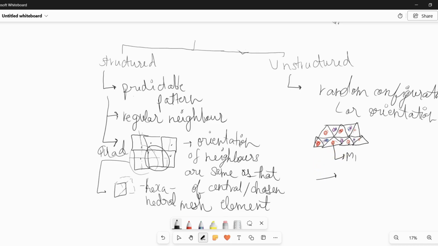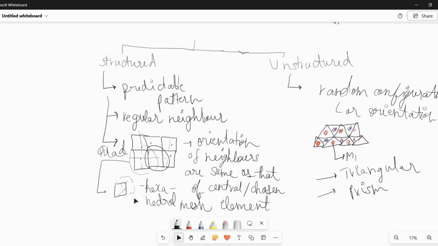And here the examples, just one I took right now: triangular. Then if I extend triangular to 3D, you have your prism, etc. Tetrahedral, tetrahedral in core if you use, then prism, triangular, etc. These all are unstructured mesh.